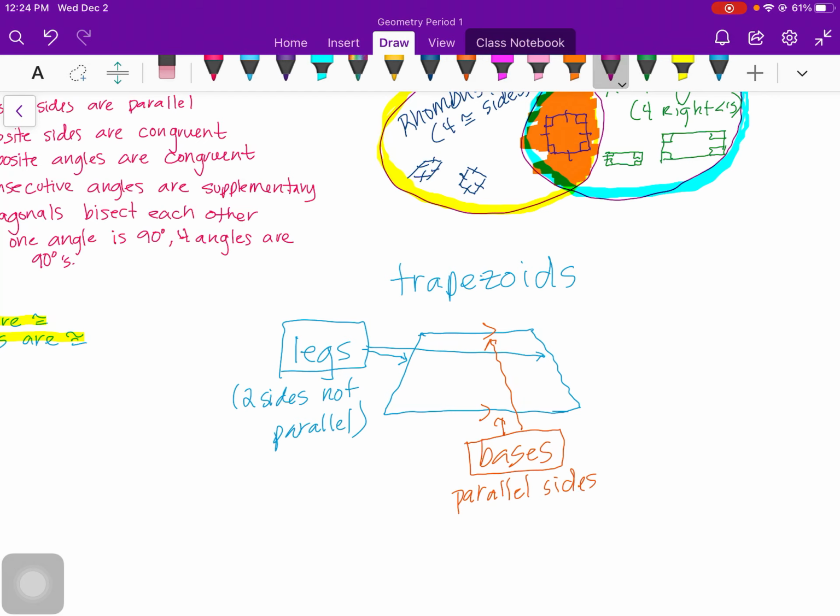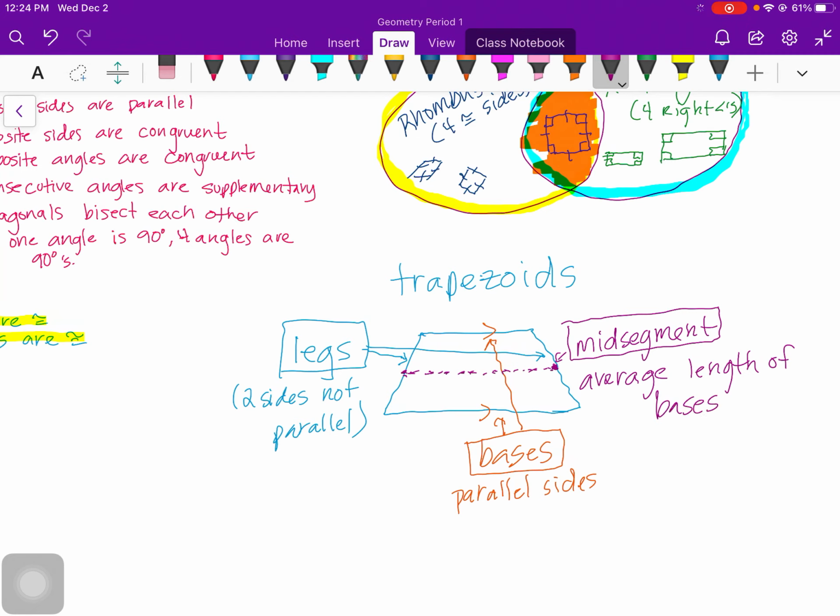And then the last part of a trapezoid I want to talk about, if we find the midpoint here and the midpoint here and we were to draw a segment just like in a triangle, we also have the mid segment of a trapezoid. In order to find the mid segment of a trapezoid, we would take the average length of the bases. So we would add them together and divide by 2 because we have 2 bases. So those are the parts of a trapezoid.